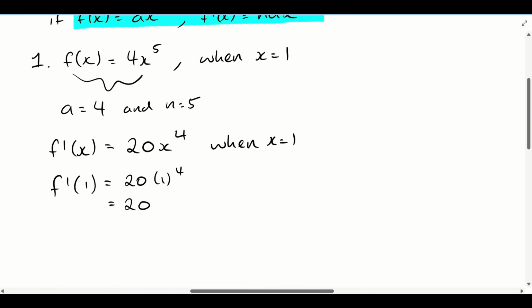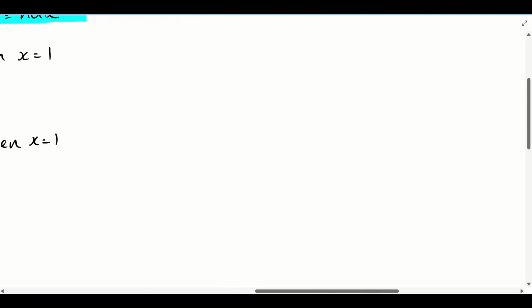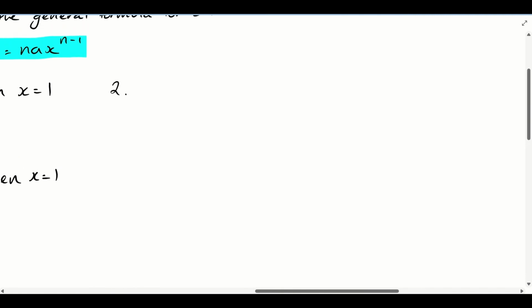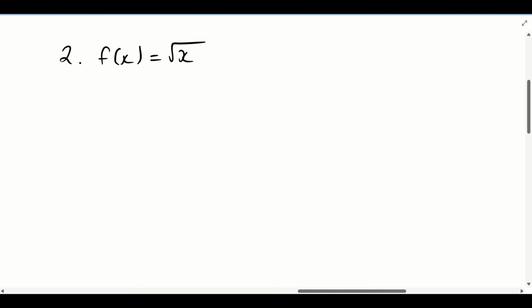Now, another one that we have to deal with is when n isn't a nice positive integer. So in this case, it's 5, a nice positive integer, a round number. What if we end up with n being like a half, or n being negative? So let's have a look at those. We'll do 2 more examples. So number 2, we're going to say that f of x is equal to the square root of x. I almost gave it away there. We can rewrite this as x to the power of a half.